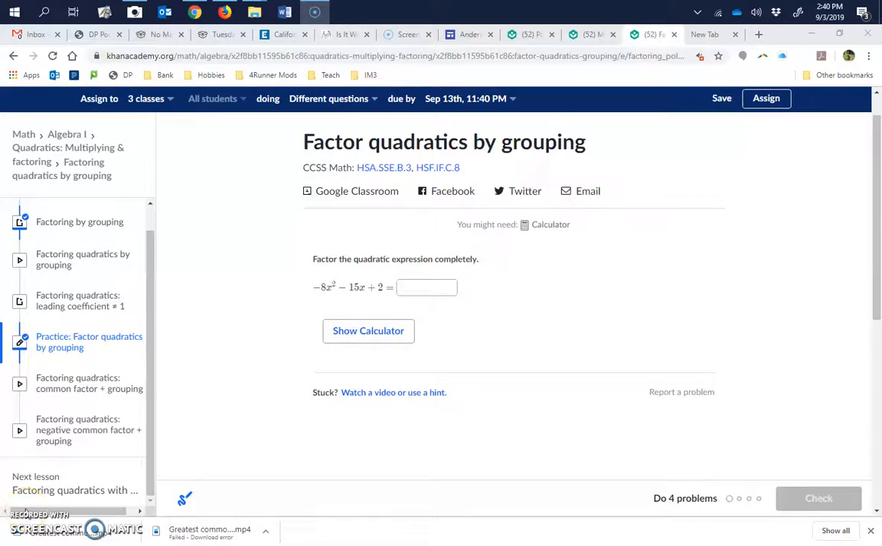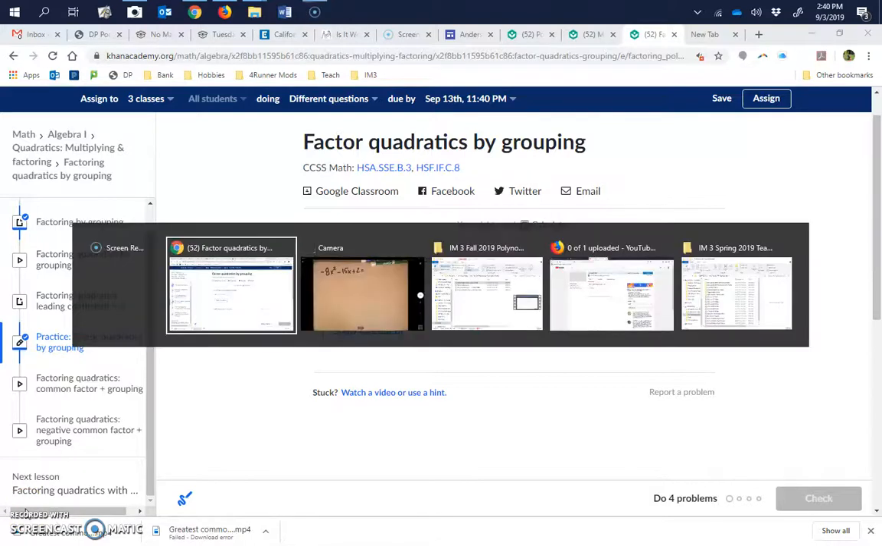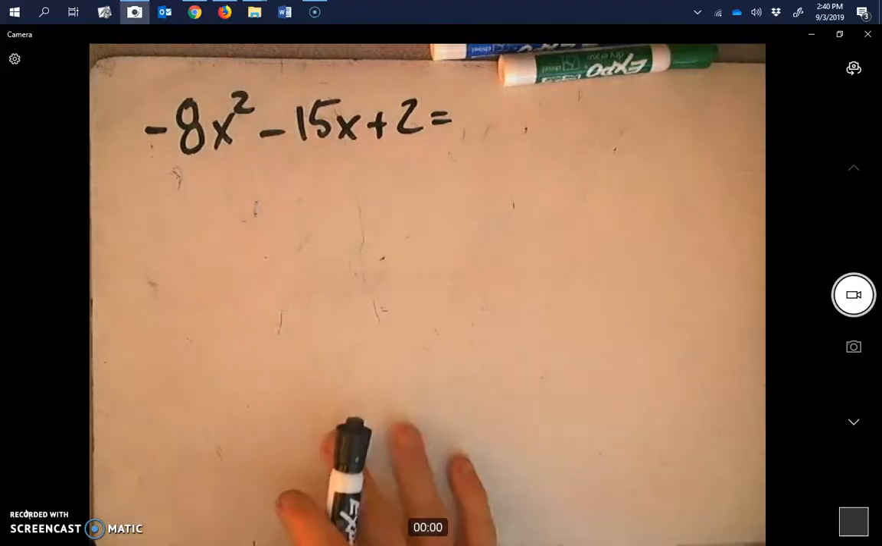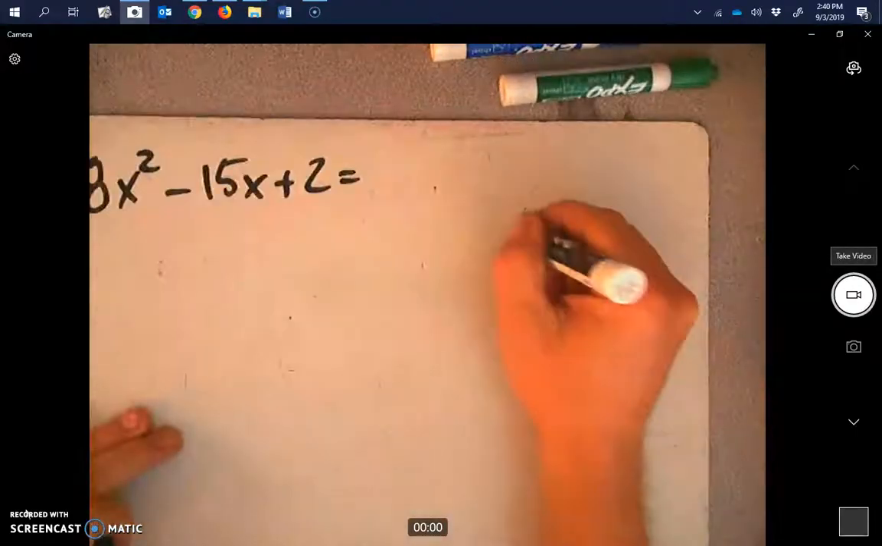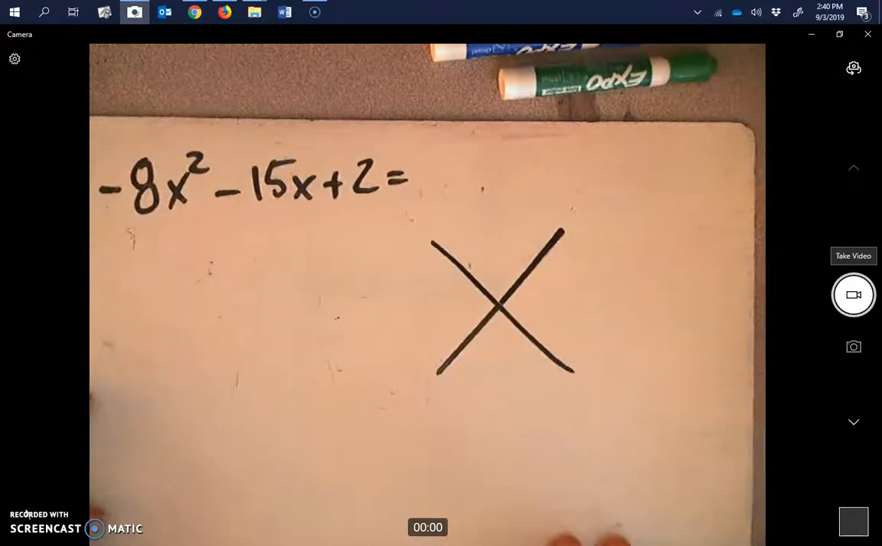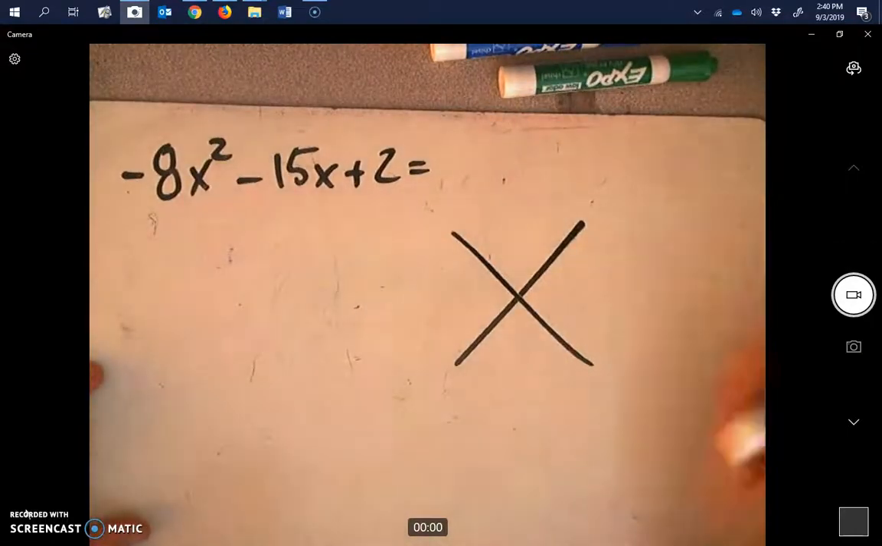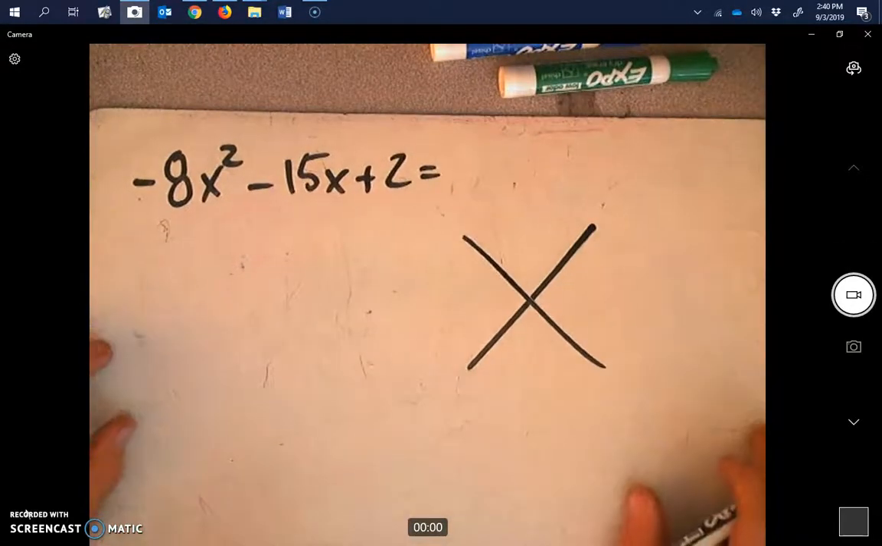All right, so this is labeled factor quadratics by grouping, but we're going to actually factor these trinomials using the diamond method or X method, cross method. So I have the question written down. Like I said, we're going to factor them this way, not actually by grouping.